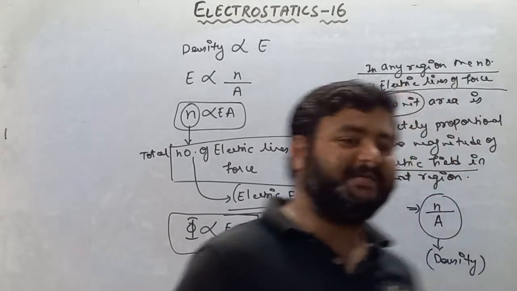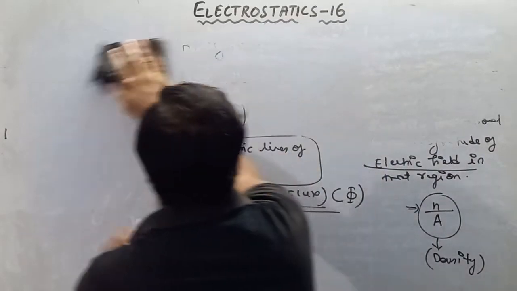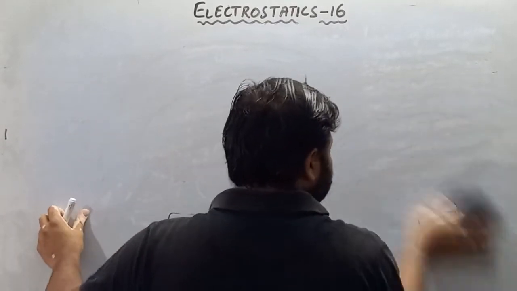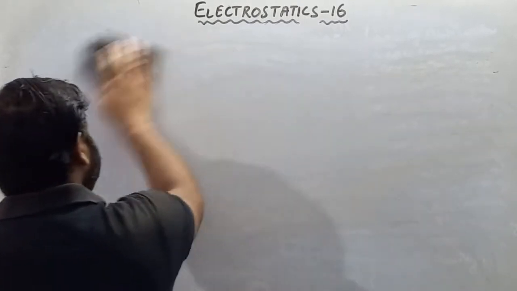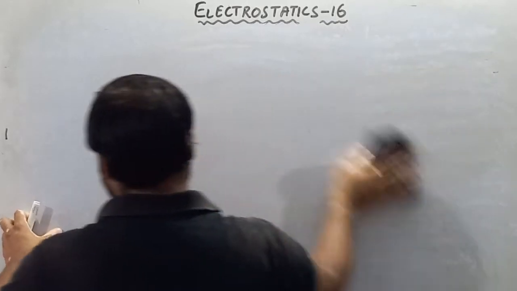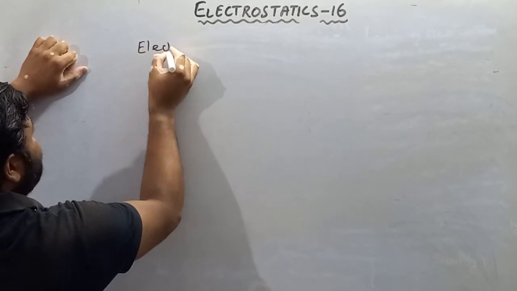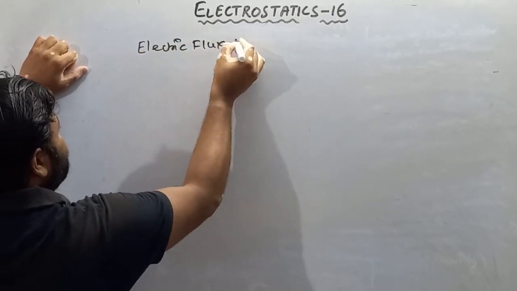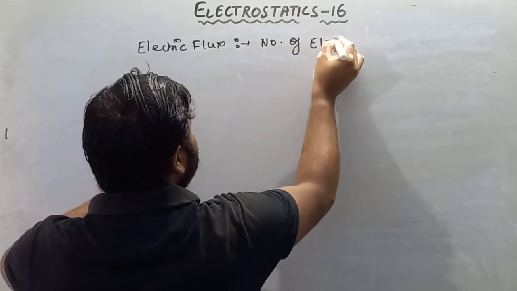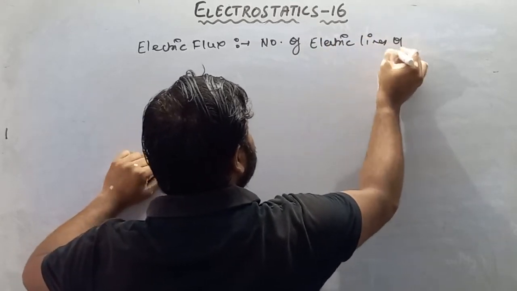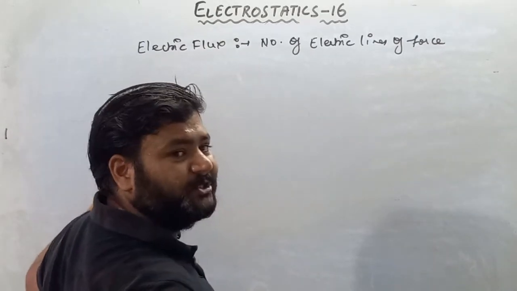So electric flux is nothing but the total number of electric lines of force. Write down a new heading, electric flux, and we'll discuss flux. Now I hope you all understand what actually electric flux is. Electric flux is nothing but the total number of electric lines of force. So our today's heading is electric flux.